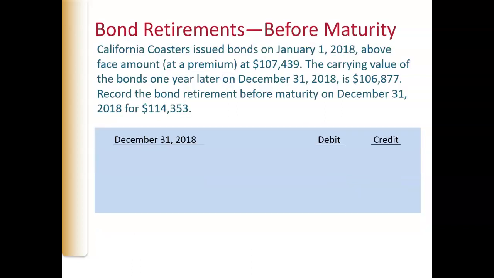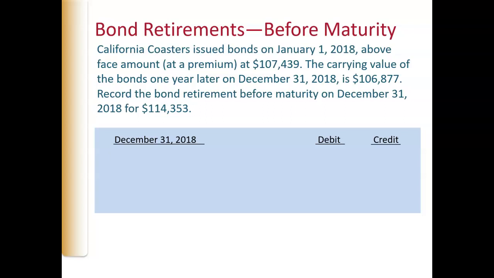But what happens if a bond is retired before maturity? Now, why would this happen? It may happen because interest rates are going down. Think about it. What if a company issued bonds at an 8% interest rate, but our market's down at 5%? Why would they keep paying 8% when they can get money cheaper? Does that make sense? So they would want to retire them if they can ahead of time so they can get better financing.